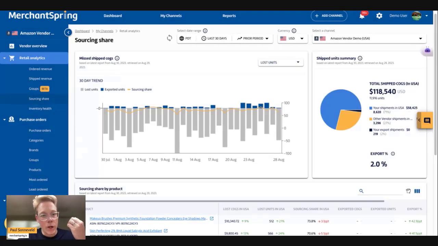You have lost units, which represent the delta between manufacturing and sourcing at an ASIN level within a particular country, in this case, the United States, but elsewhere. And then on the other side, we have the export units, where Amazon has sourced from your inventory to fulfill orders in another country outside the country where your vendor account resides.